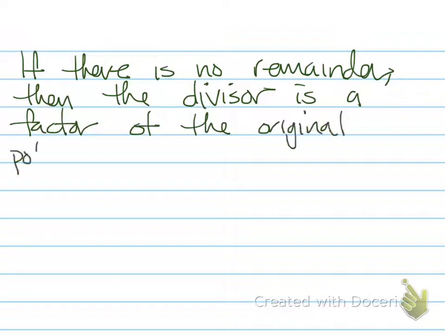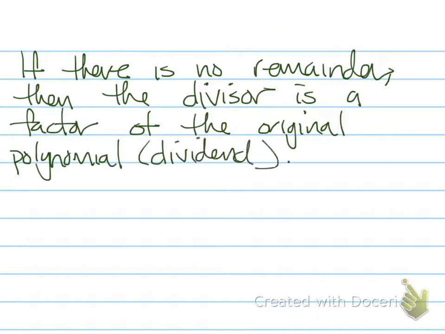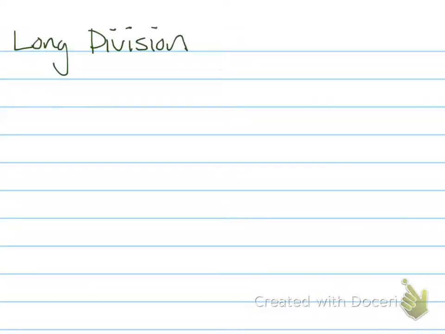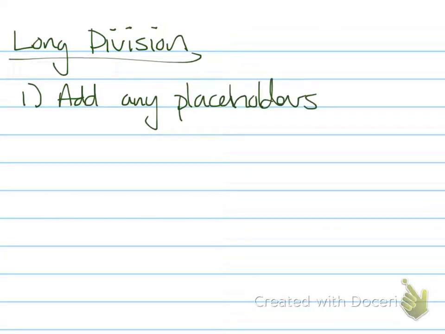All right, if there is no remainder, then the divisor is a factor of the original polynomial, the dividend. The quotient is the depressed equation. So we can use two methods. We can use long division or synthetic division.